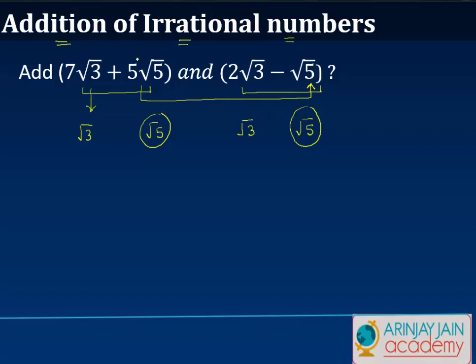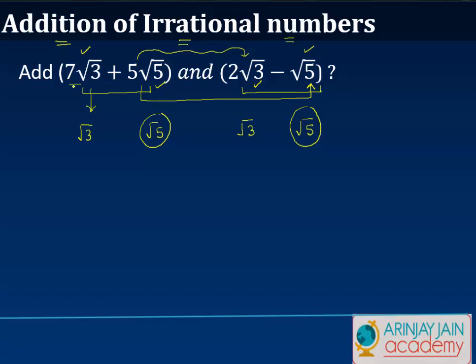I cannot add 5 root 5 with 2 root 3. Why? Because here the root is root 5, here the root is root 3. Similarly, I cannot add 7 root 3 with root 5 because the roots are different. So whenever you have to do something like this, the first thing that you do is arrange the roots in a manner that all the similar ones come together.